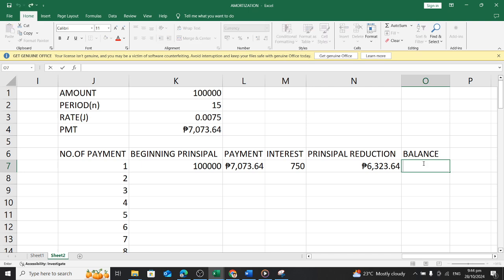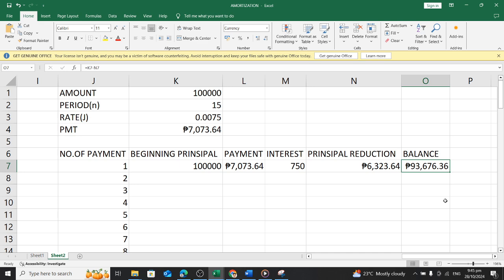All right. How to get our balance? Press equals. Press our beginning principal minus our principal reduction. So after paying 7,073.64 after the first period, you paid interest of 750, and the principal you actually paid is 6,323.64. So the balance of your debt is 93,673.36. That is what is left of your debt after the first period.